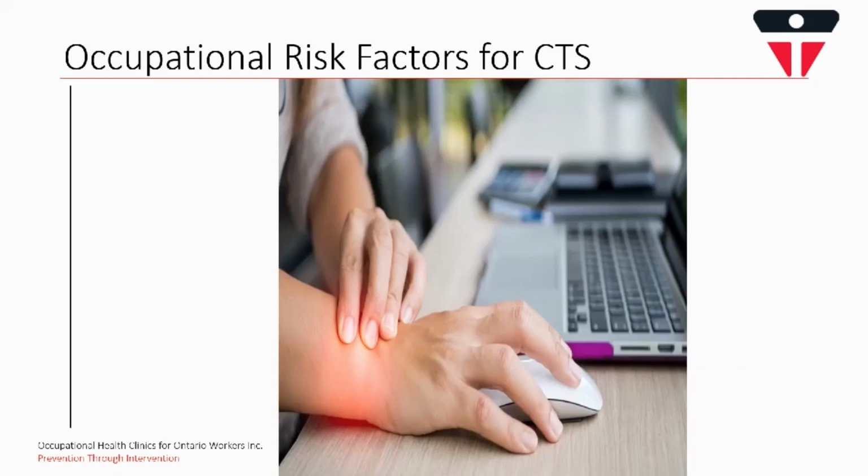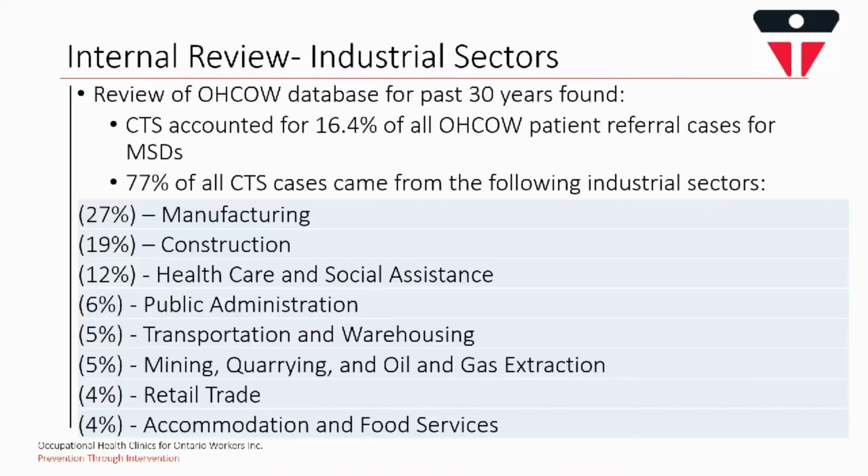Now, one of OHCOW's primary services is to assist injured workers with the determination of whether their compensation claims are work-related. And in the 35 years that OHCOW has been around, we've amassed quite a database with respect to musculoskeletal disorders. So I had an opportunity to go through and look at the number of claims that were referred to us that were just for carpal tunnel syndrome. And it turned out that 16.4% of all patient referrals are related to carpal tunnel syndrome.